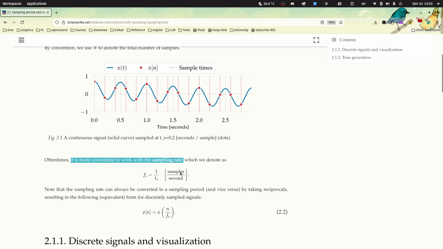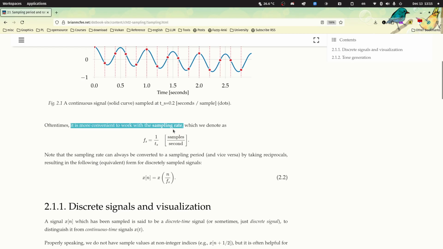Also, this book uses a very interesting way of the.